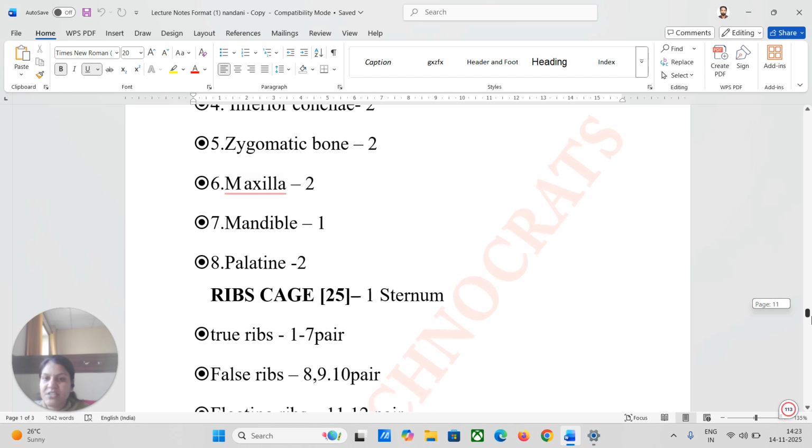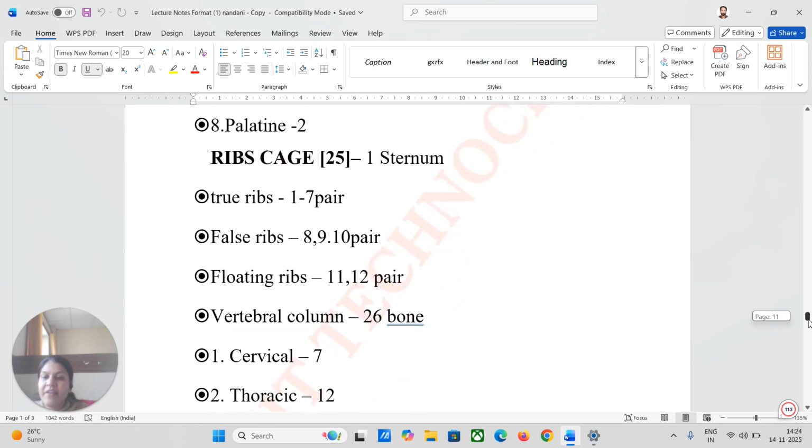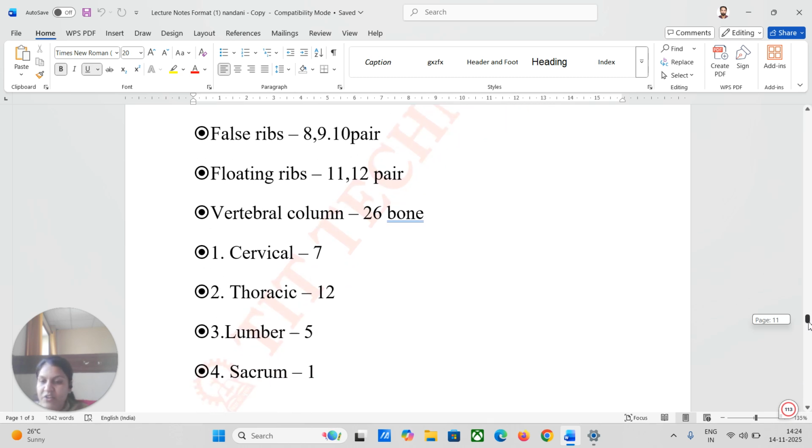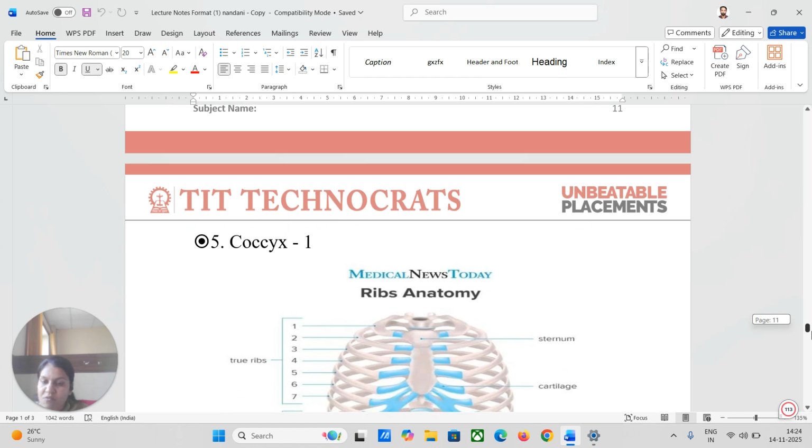Then we discuss the rib cage. The rib cage has 25 bones. They are divided into the sternum and 24 ribs. These are divided into 3 parts: true ribs, false ribs, and floating ribs. True ribs are pairs 1 to 7, false ribs pairs 8 to 10, and floating ribs 11 to 12. The vertebral column is divided into cervical 7, thoracic 12, lumbar 5, sacrum 1, and coccygeal 1.